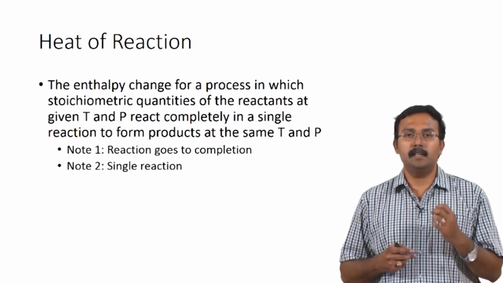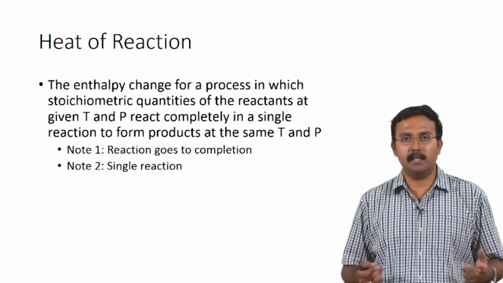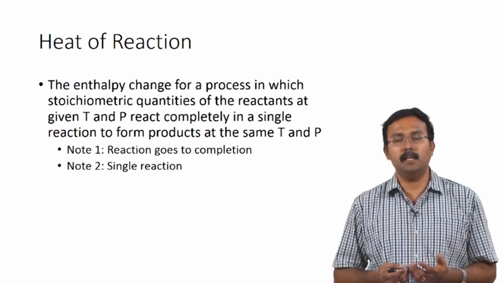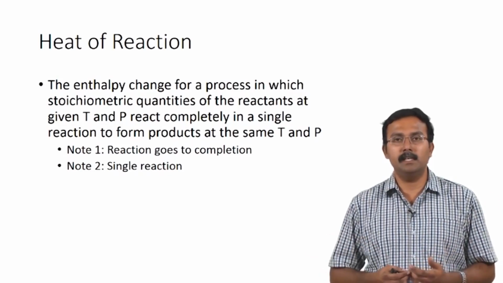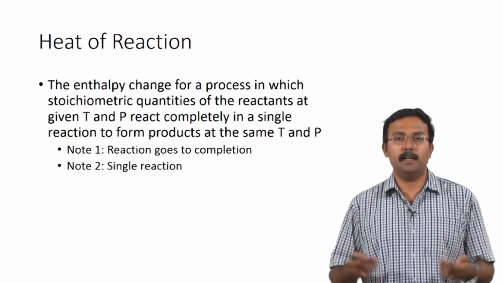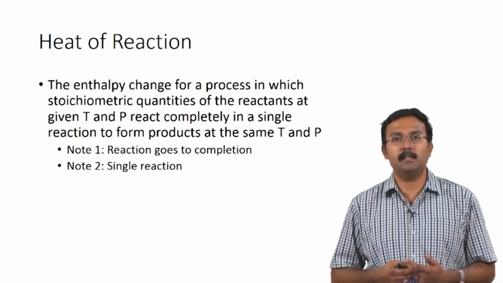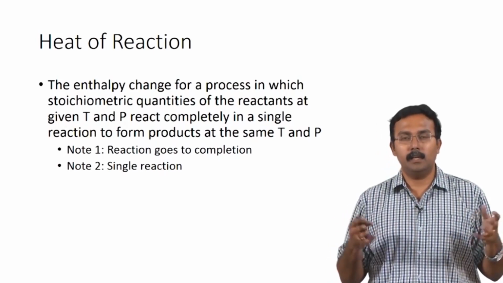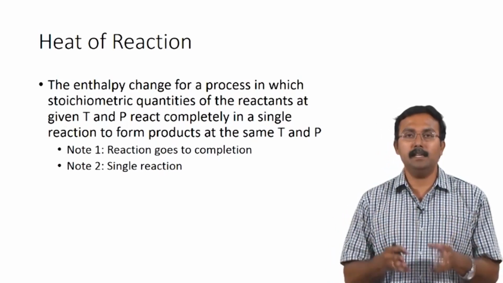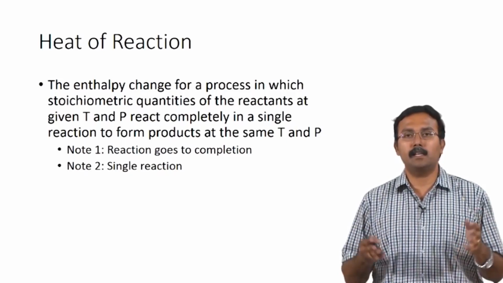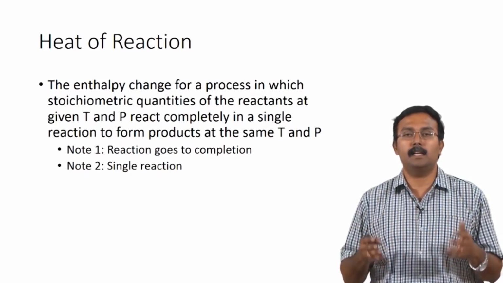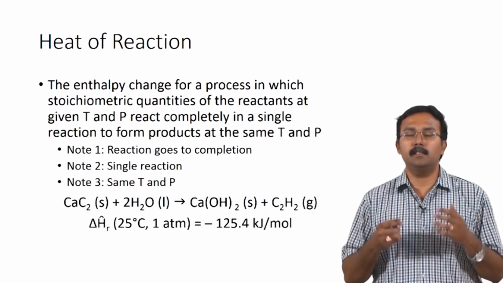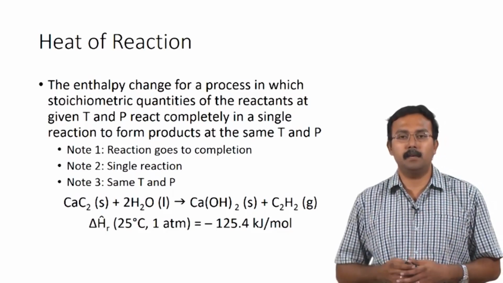Note 2, it is a single reaction. If there are multiple reactions that can happen, it is quite possible. We looked at many cases where we have multiple reactions, right. So, you could either have reactions in parallel or in series, or there could be completely different reactions happening because of the different components present. So, if you are measuring this heat of reaction in an experimental setup, it needs to be a single reaction that is happening. No side reactions should be happening along with the reaction of interest. The third aspect which we need to look at is it should happen at the same temperature and pressure.